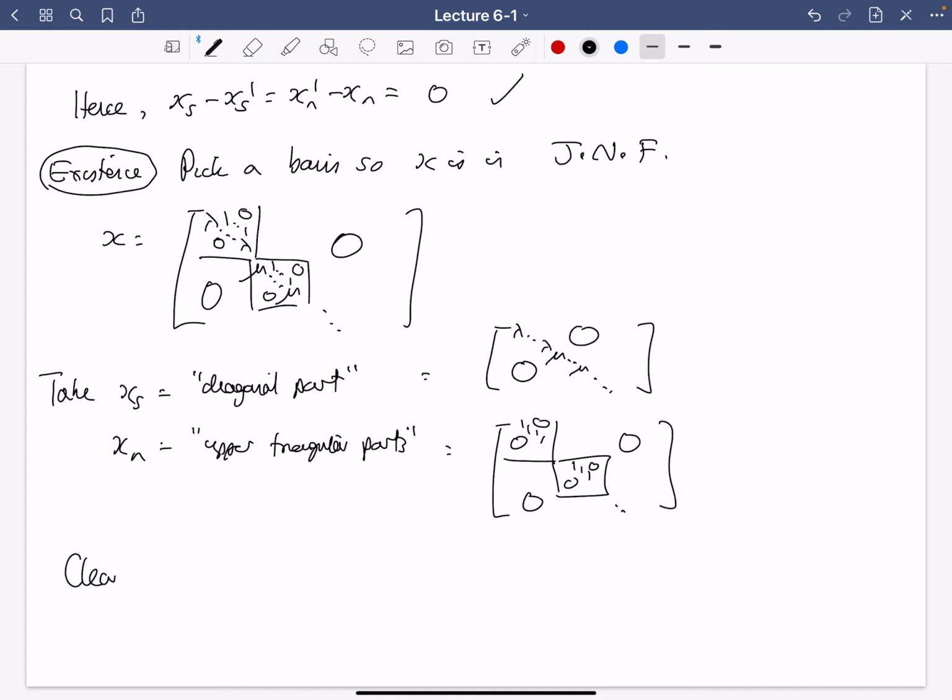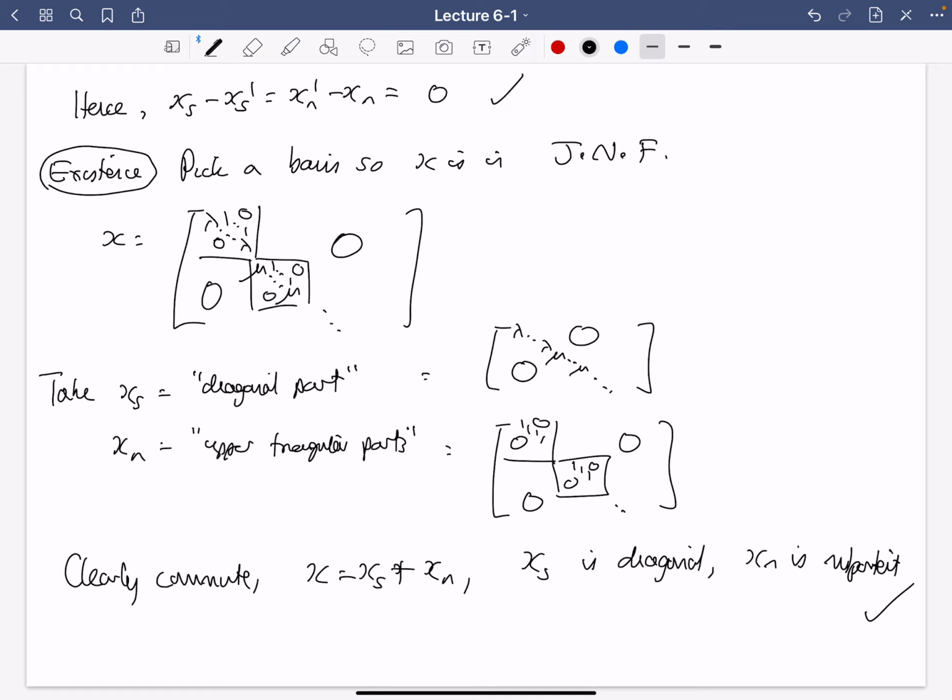These clearly commute. They sum to x. xs is diagonal, and xn is nilpotent. So we've got all the properties 1 through 4, but we haven't got the final part. We need to know that xs is some polynomial in x and xn is some polynomial in x. And we needed that for the proof of uniqueness, right? I needed that final part exactly in my uniqueness proof.